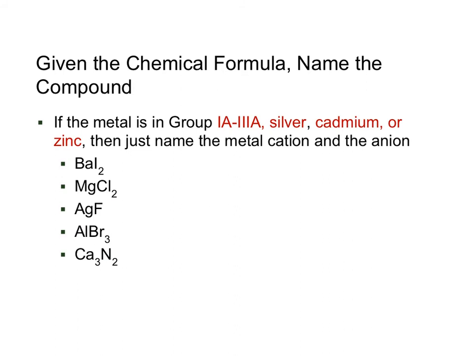Let's look at some examples. Remember that if the metal is group 1 through 3, we're just going to name the ion using the name of the metal. We do the same thing, like mentioned before, with silver or zinc, or also cadmium, which will have a +2 charge. And so BaI2 will be named barium iodide.